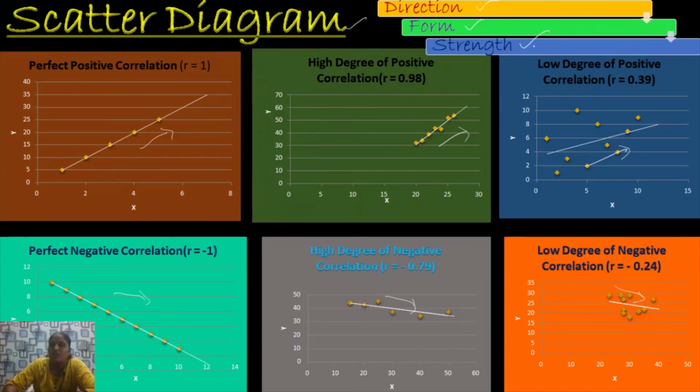Next we move on to form. Form in the sense that whether it is linear or non-linear. Since the correlation deals with the linear relationship between the two variables, after plotting all the points we will get a straight line like this. So, we will mostly discuss the linear case in correlation. Then, the strength of the relationship.